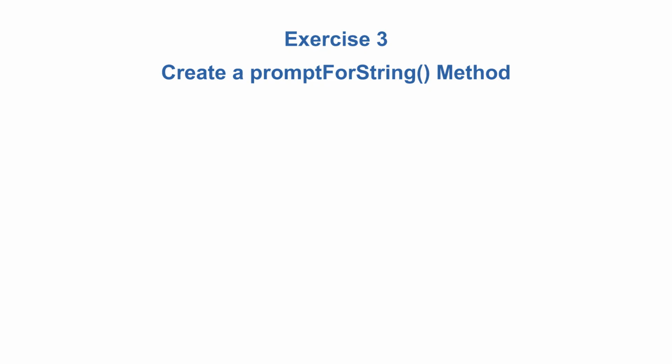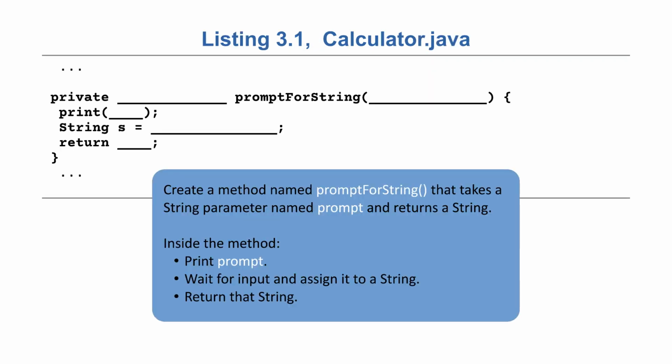Next, let's create a similar method to prompt for a string. Exercise 3. Create a promptForString method. Create a method named promptForString that takes a string parameter named prompt and returns a string. Inside the method, print prompt. Wait for input and assign it to a string. Return that string.